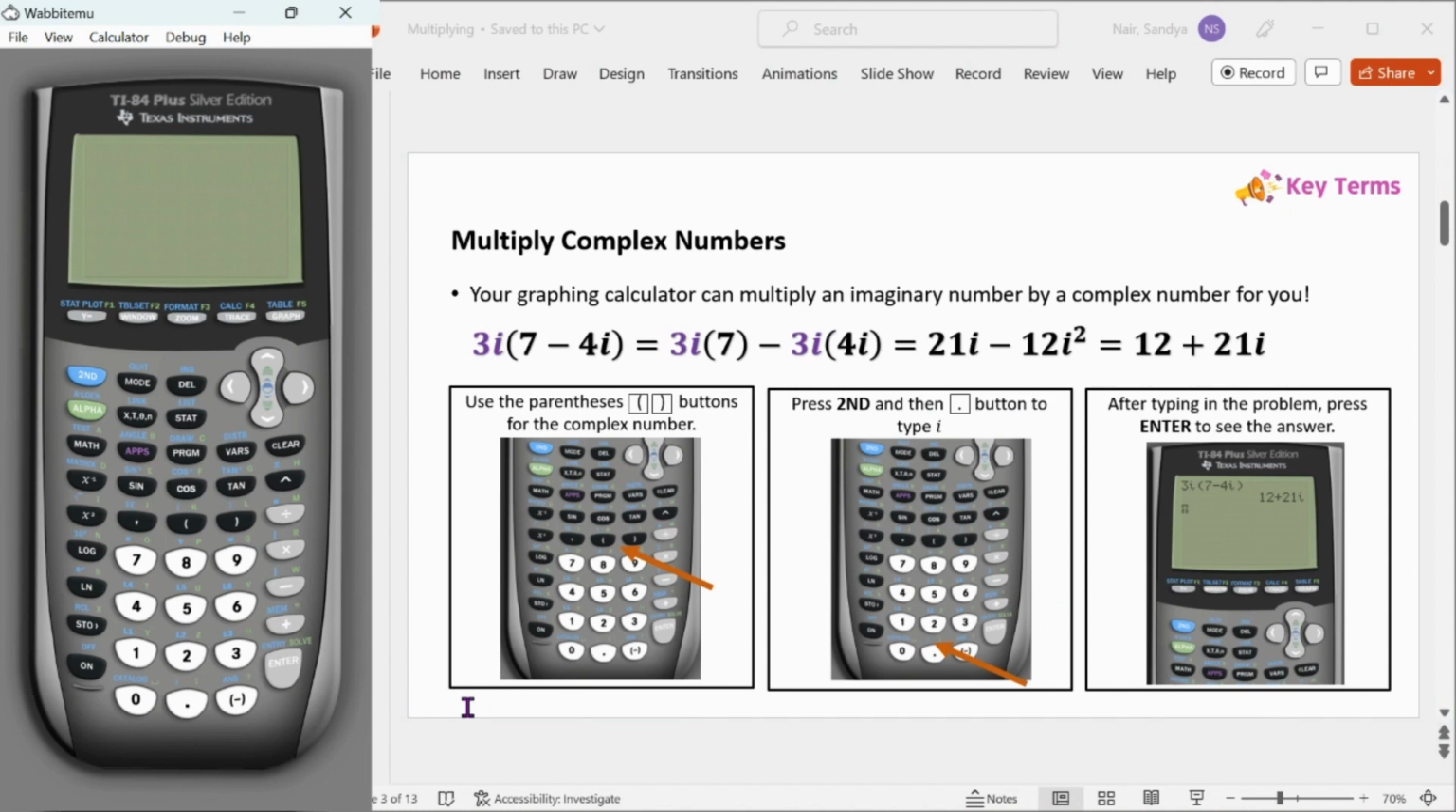You can also multiply complex numbers using your graphing calculator. So if we want to do this problem right here, we do 3 and then remember second and then the decimal button to get i. And then we do parentheses 7 minus 4 and then second the decimal button and then we hit enter and we get 12 plus 21i.